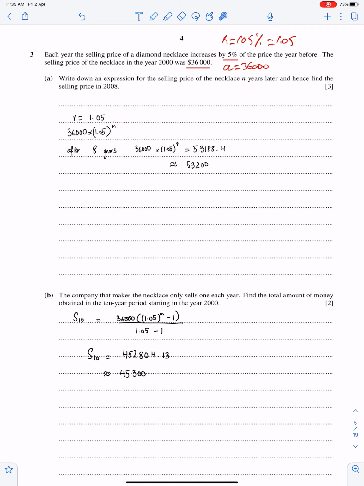So after 8 years, 2008, we need the price in 2008. So that means 8 years. So after 8 years, this will be the price. Give your answer up to 3 significant figures.